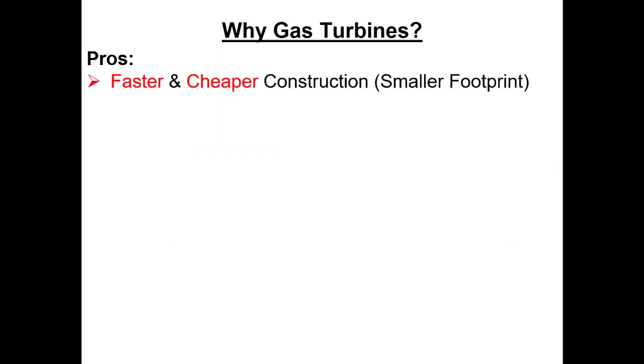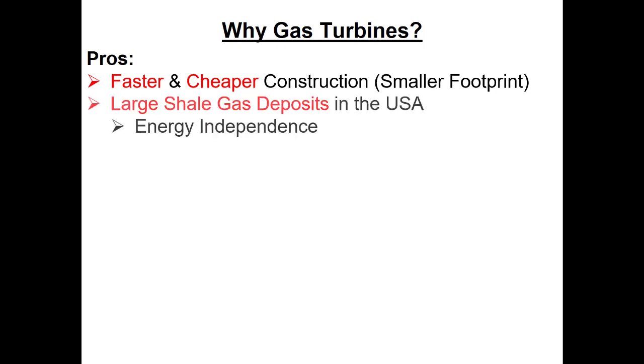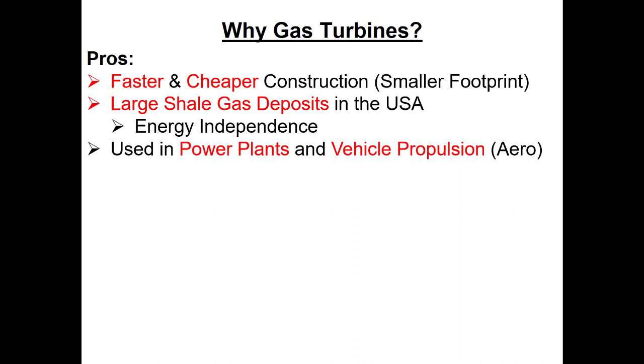So why do we like to use gas turbines, right? Or why do we like these natural gas power plants? They're faster and cheaper to build, particularly when you're comparing them to nuclear power generation stations. They also have a smaller footprint. The United States has large shale gas deposits. So basically we have a lot of natural gas here that we can extract, and that leads to energy independence for the United States. They're used in power plants, right, which we'll talk about. That's what these Brayton cycles are used for. But we'll also learn how the Brayton cycle ultimately is the core of a jet propulsion engine, or a turbojet engine, which is our next area of study after we learn about Brayton cycles.